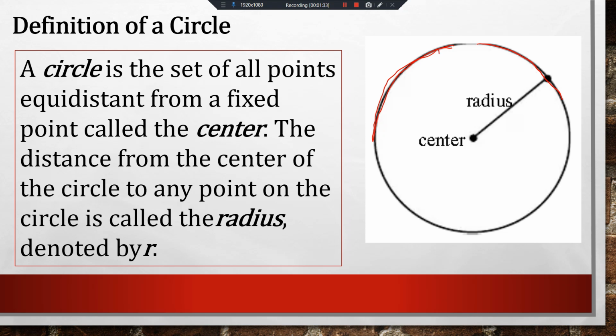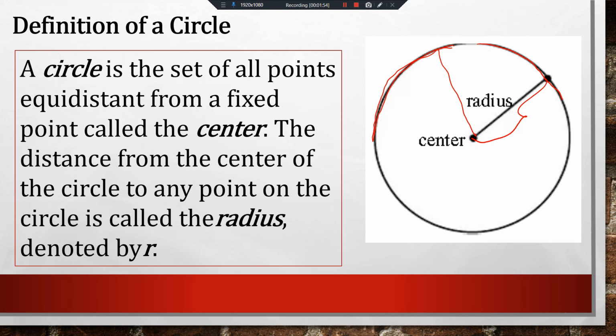Meaning to say, all of the points here are an equal distance from the center. The segment that connects the center and one point of the circle is called the radius.